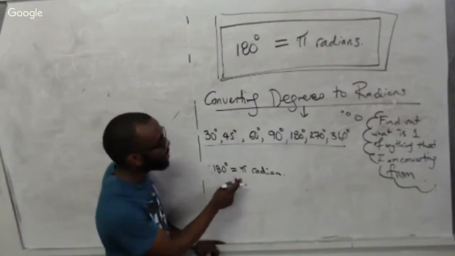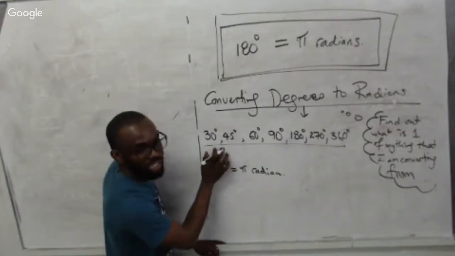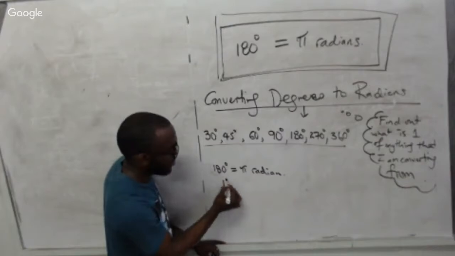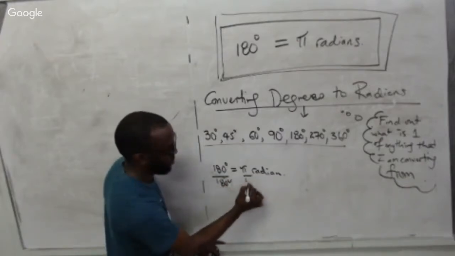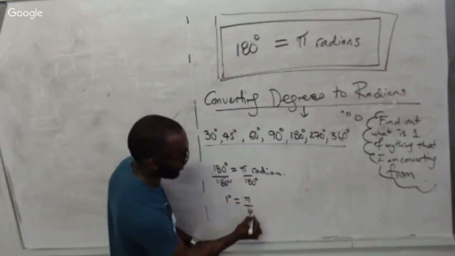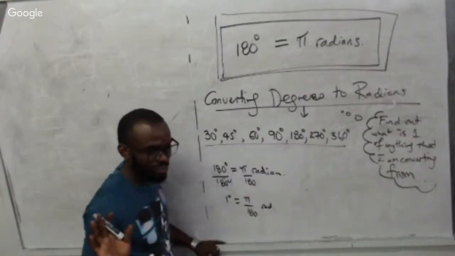So pi is a number, because I'm converting from degrees to radians. How do I get 1 degree? I divide through by 180. So I get 1 degree equals pi upon 180 radians, for starters. Fair enough?